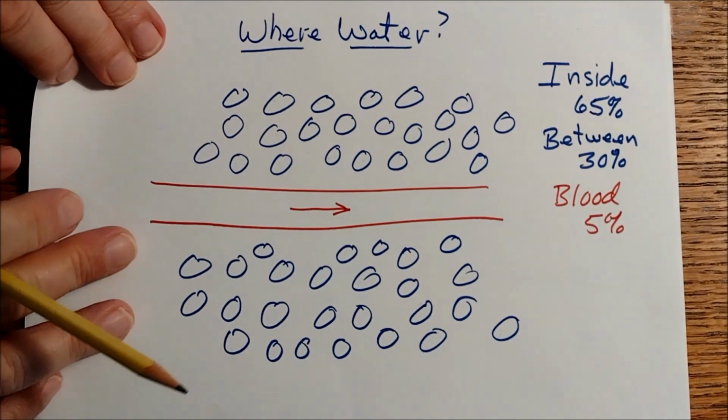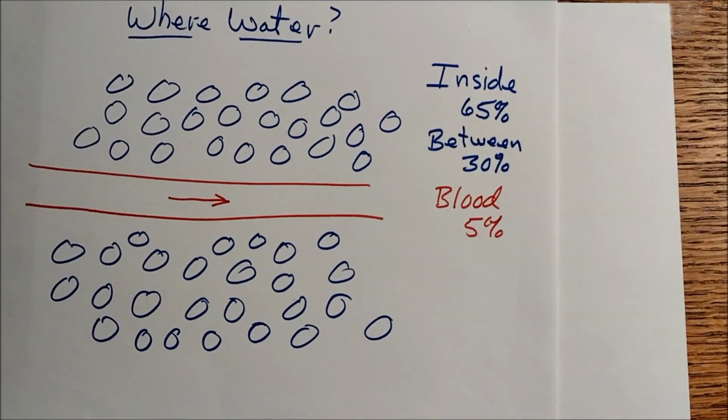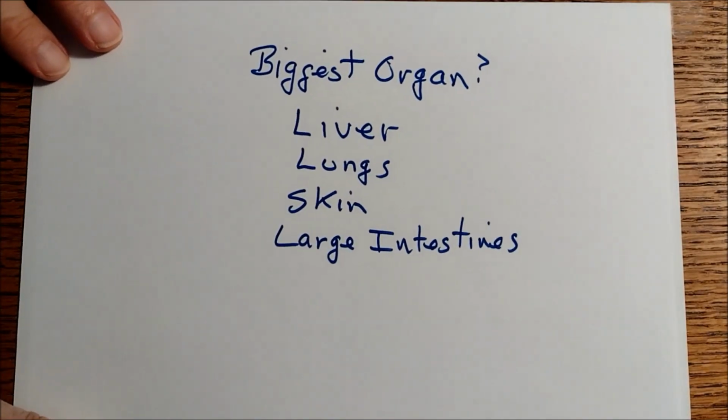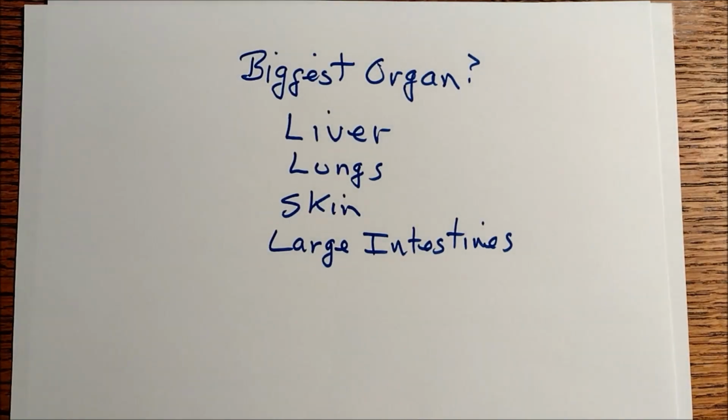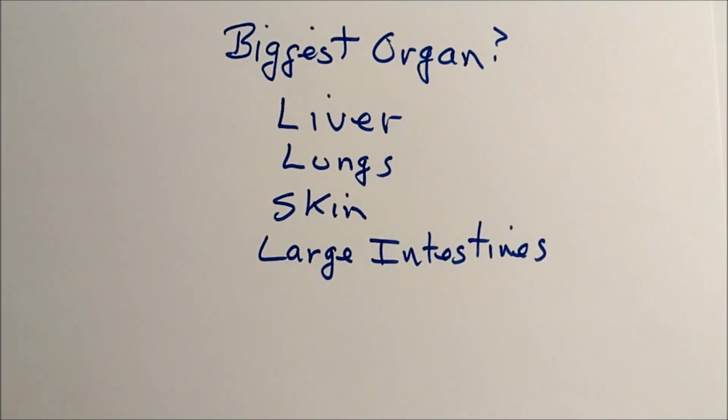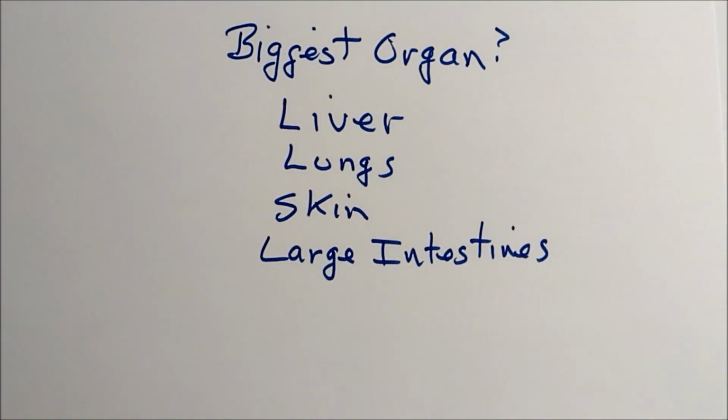Okay? Now, I have a question for you. I've kind of reviewed most of the organs in the body, and the question for you is this. I'd like you to think about it. Which is the biggest organ in the body? Is it the liver, the lungs, the skin, or the large intestines? Well, I think you might be surprised, or maybe not. But here's the answer.